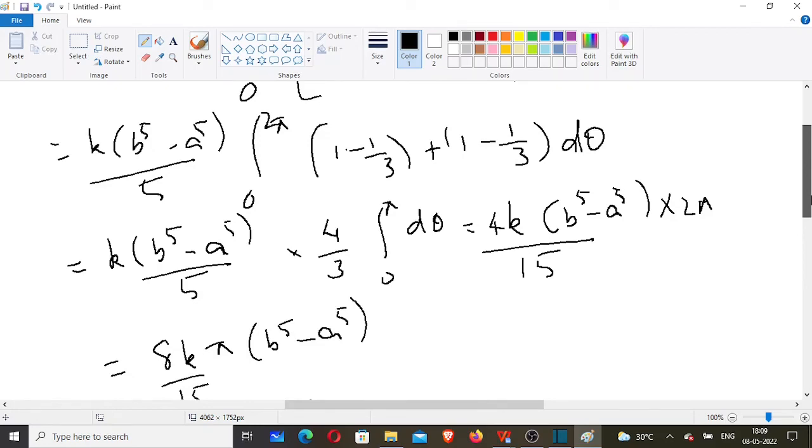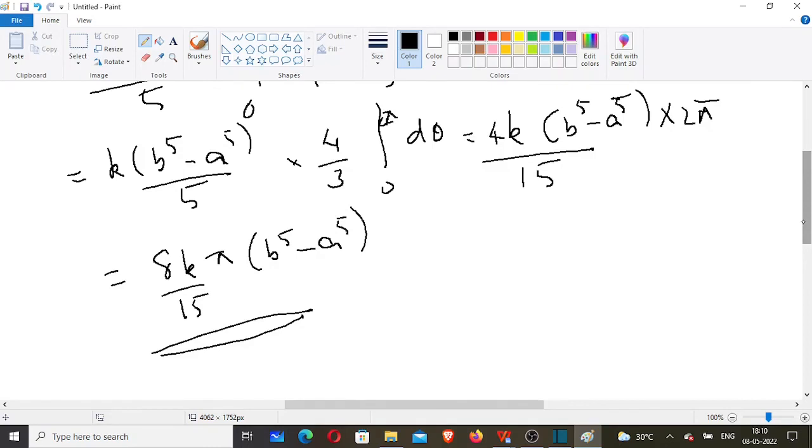So it becomes k into b raised to 5 minus a raised to 5 by 5 into 4 by 3, integral 0 to 2 pi d theta, which is equal to 4k by 15 into b raised to 5 minus a raised to 5 into 2 pi, which is equal to 8k pi by 15 times b raised to 5 minus a raised to 5.